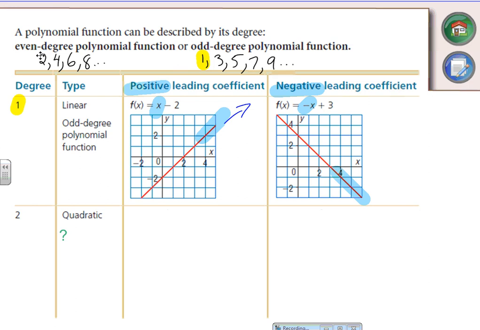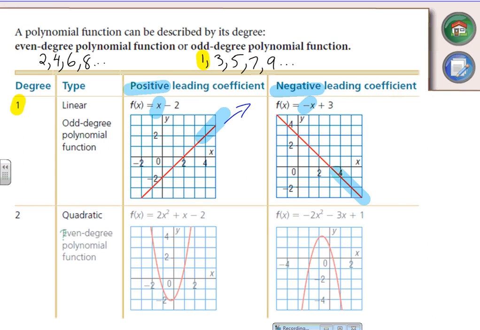Let's go to the next part here. Let's take it to a degree of 2. That's called the quadratic. Even or odd, that's an even. And again, we look at that positive leading coefficient. If it's a positive leading coefficient, that means that it finishes going up. We're only worrying about the end behavior, where it finishes. If it's a negative leading coefficient, it finishes going down.